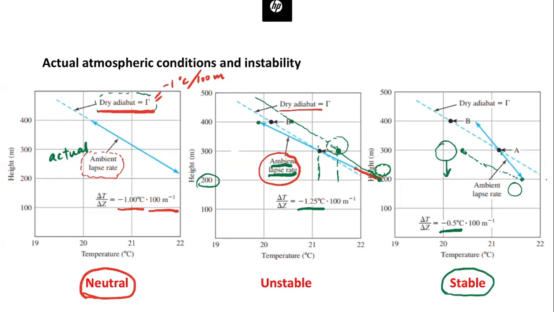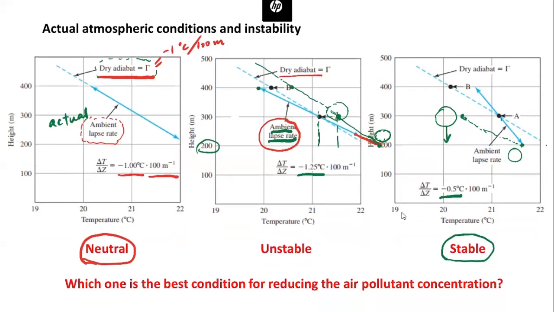Okay, so now if I ask you a question, which condition is the best? Which condition is the best condition for reducing the air pollutant concentration? Is it neutral condition, unstable condition, or stable condition?